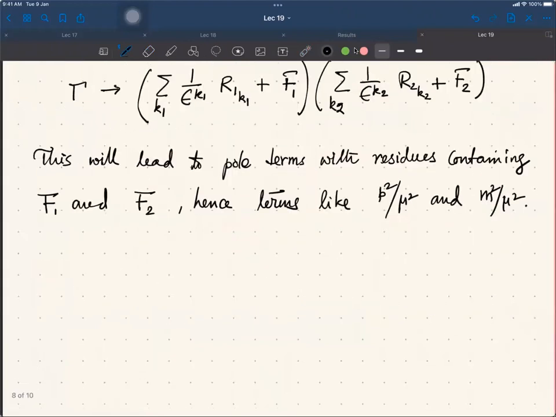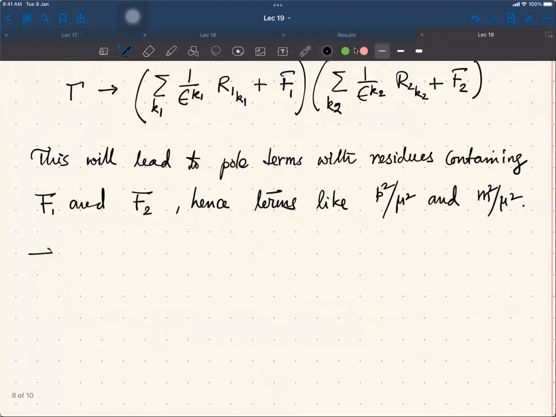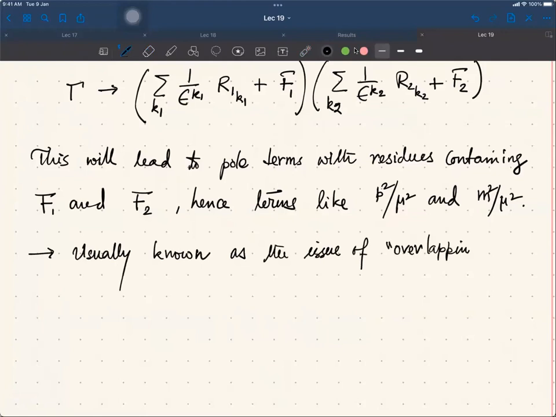This kind of situation is usually known as the issue of overlapping divergences. Okay.